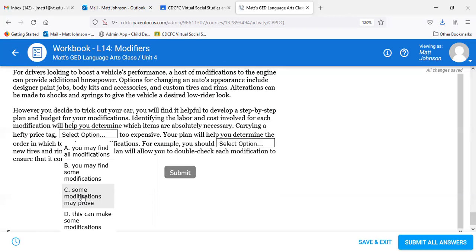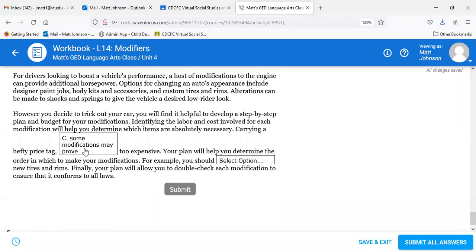Some is our modifier. And we are enhancing the word modifications. So, hefty price tag, some modifications may prove too expensive.